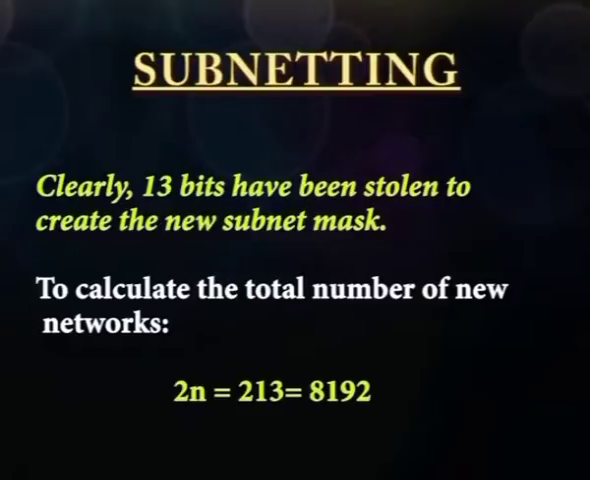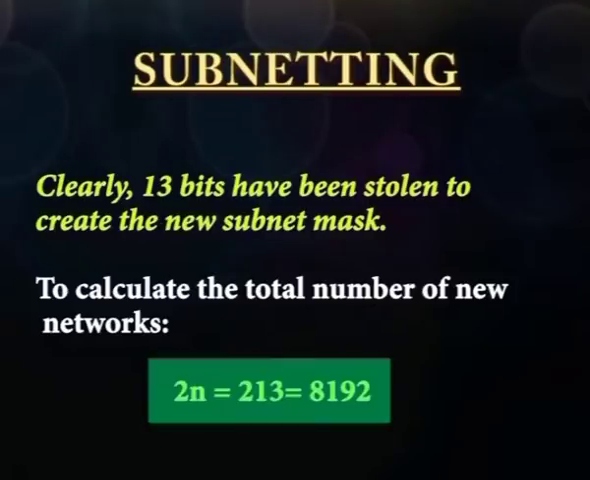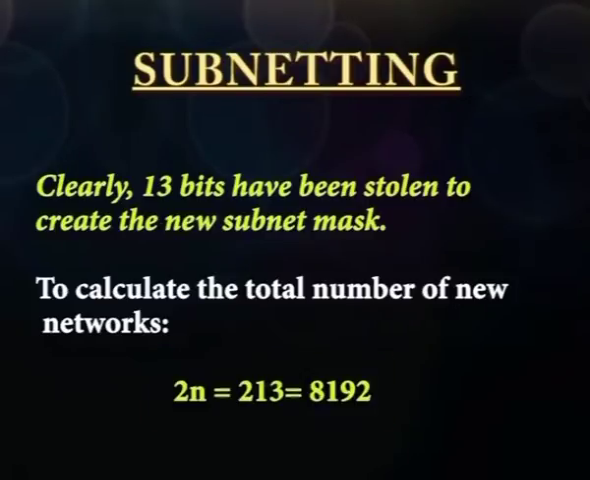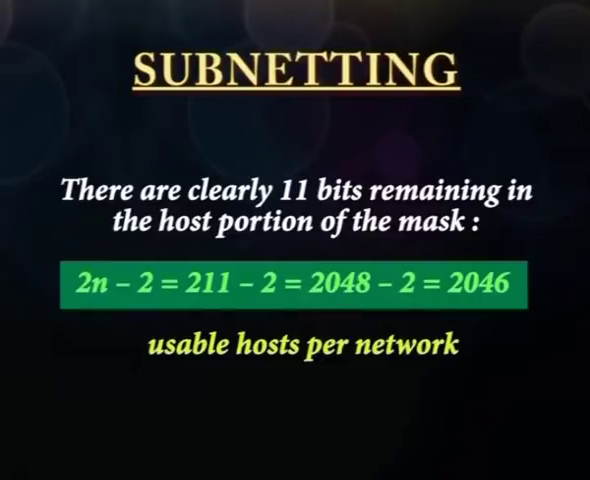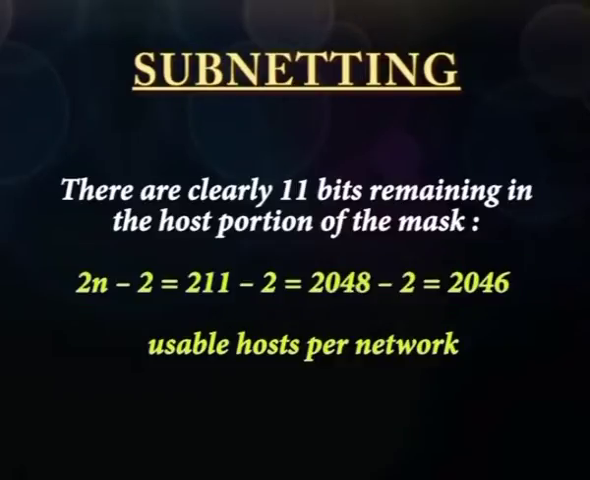Clearly 13 bits have been stolen to create the new subnet mask. To calculate the total number of new networks, 2^n is equal to 2^13, that is equivalent to 8192 new networks created. There are clearly 11 bits remaining in the host portion of the mask. 2^n minus 2, that is 2^11 minus 2, equals 2048 minus 2, and that becomes 2046 usable hosts per network.